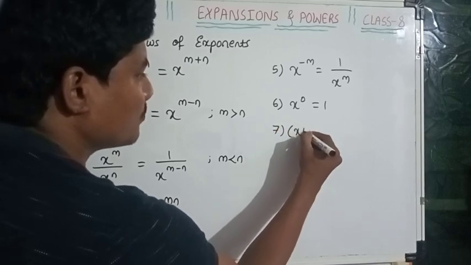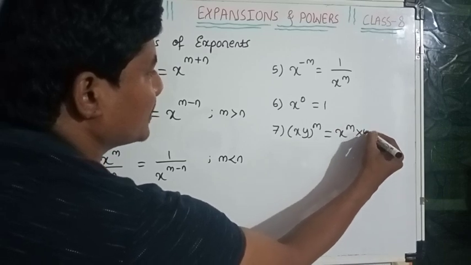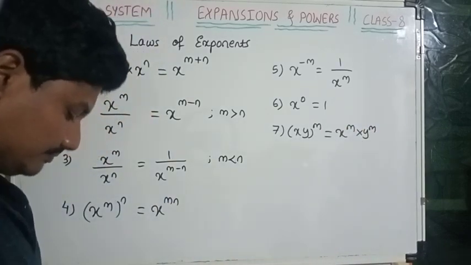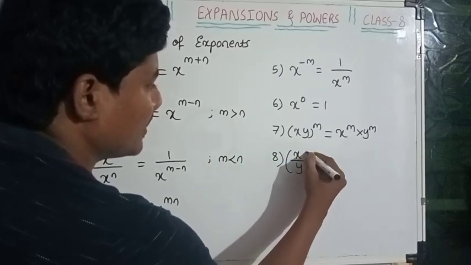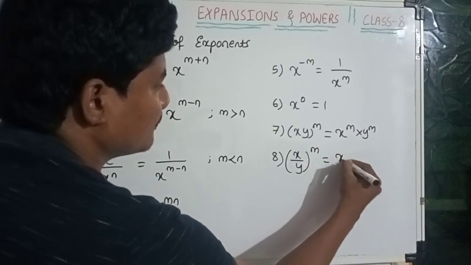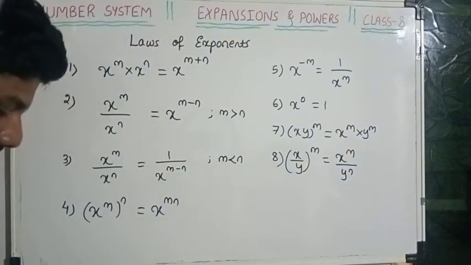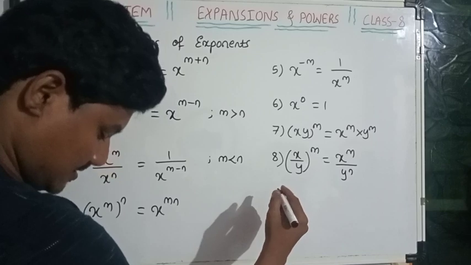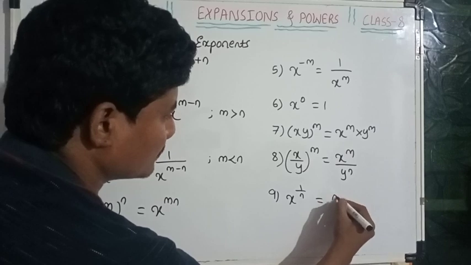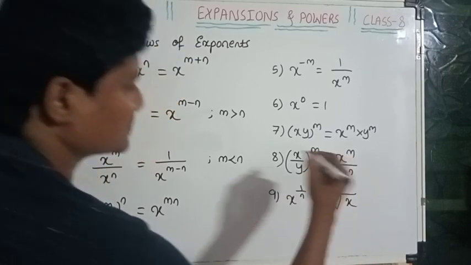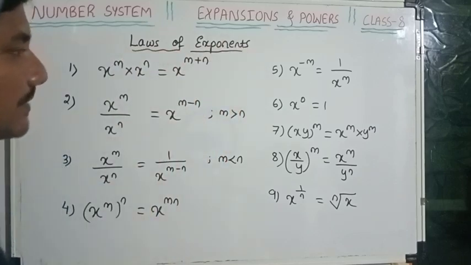Seventh law. xy to the power m can be written as x to the power m into y to the power m. Eighth law. x divided by y to the power m is equal to x to the power m upon y to the power m. This is the next law of exponent. Here is one more law of exponent, that is x to the power 1 by n can be written as nth root x. These are laws of exponents.